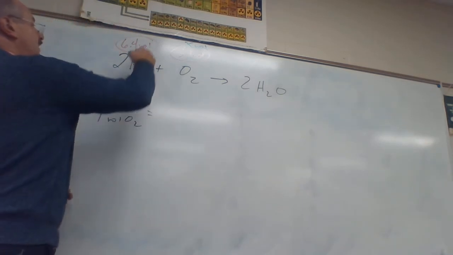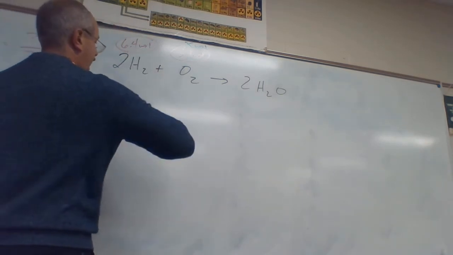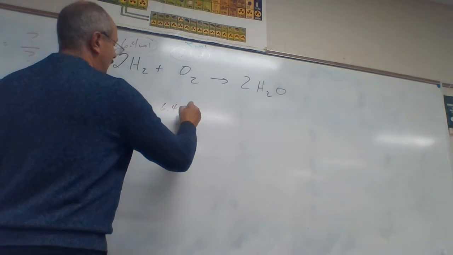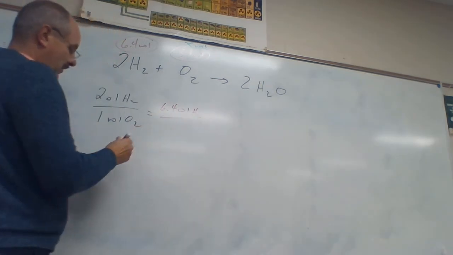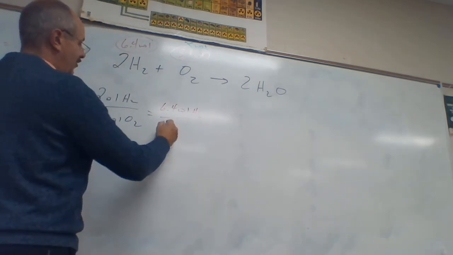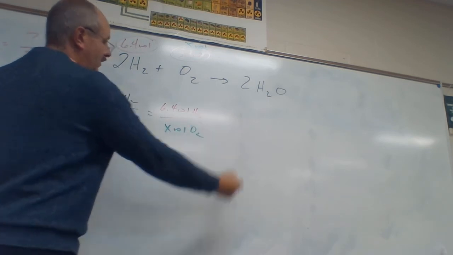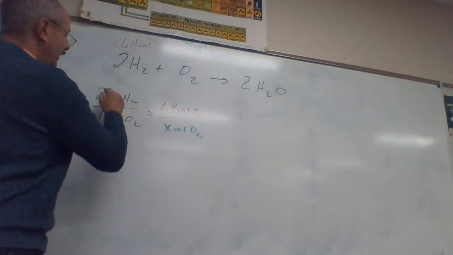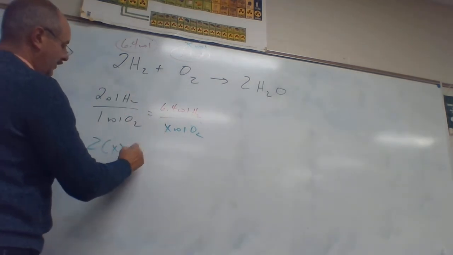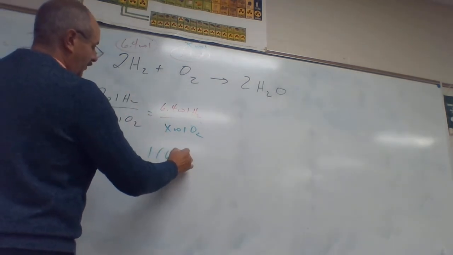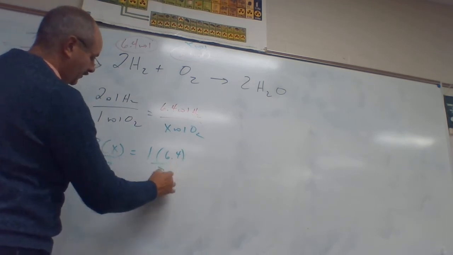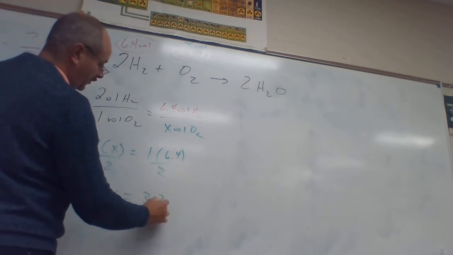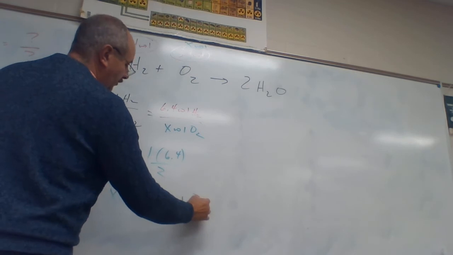Then I don't have 2 moles of H2, I got 6.4. So I'm going to go 6.4 moles of H2. And we're going to find out how many moles of O2 are needed to combine with that. So from there, cross multiply. 2 times X equals 1 times 6.4. Divide by 2, divide by 2, and X is going to equal 3.2 moles of O2.